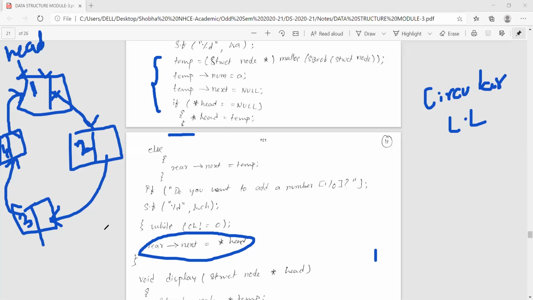Once you are coming out of the loop, that means once all these are being done, all 4 nodes are being created, like this it will be formed. And finally, rear's next part, that is what after coming out from while loop, means last node. Last node's next, you point to head, is what this statement is saying. So it is linked, hence it forms a circle or circular linked list.